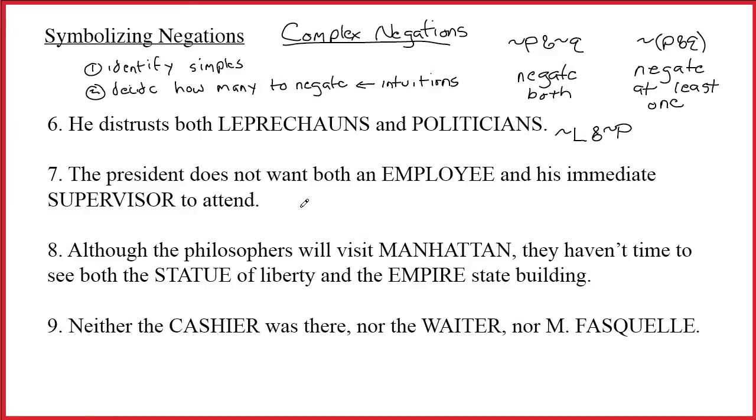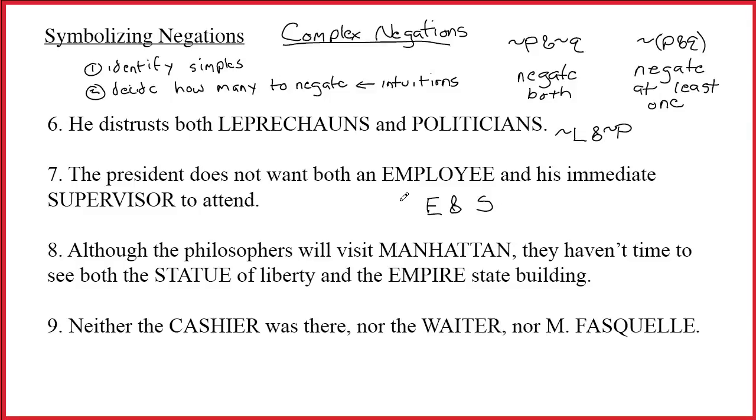Let's contrast this with sentence number 7. Sentence number 7 says, the president does not want both an employee and his immediate supervisor to attend. Well, first of all, let's get the simple sentences. Notice you can immediately see that it's going to be E and S, but I think it's best if you really stop and ask yourself, what do E and S stand for? E stands for the president wants an employee to attend. S stands for the president wants his immediate supervisor to attend.